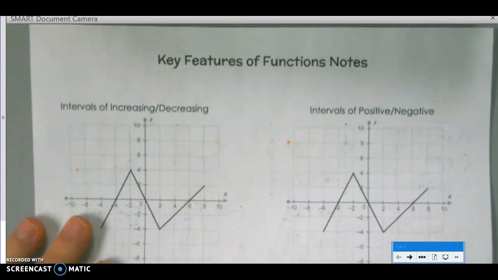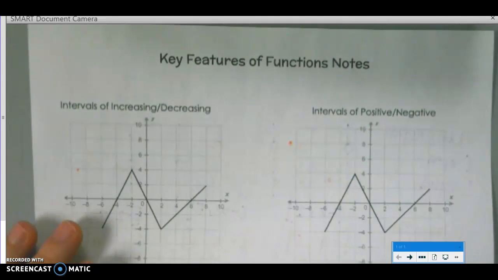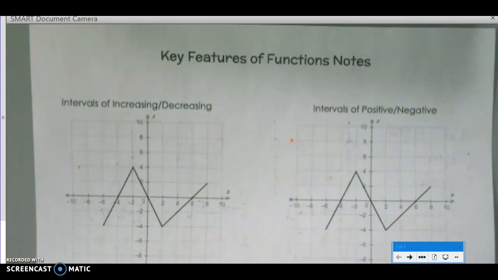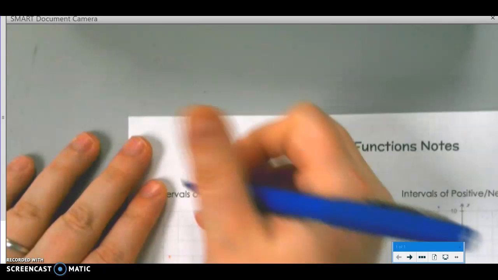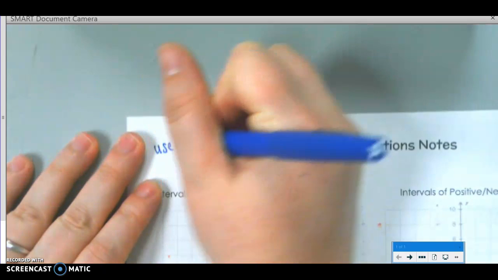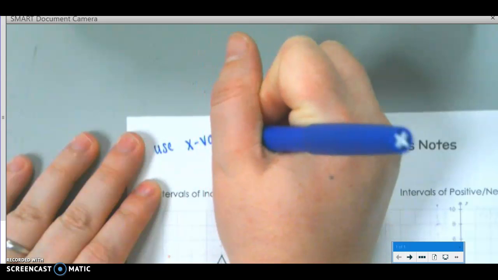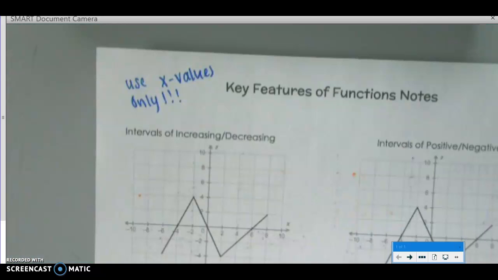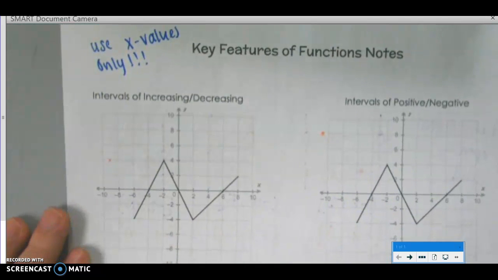Hey guys, this video is the second part of key features of functions, and this is going to go over intervals of increasing, decreasing, positive, and negative. So first thing that I need you to understand when you're telling me about increasing, decreasing, positive, and negative is the intervals are only describing the x values. So all of these intervals use x values only. Basically, we are breaking up the domain, so only using the x values.